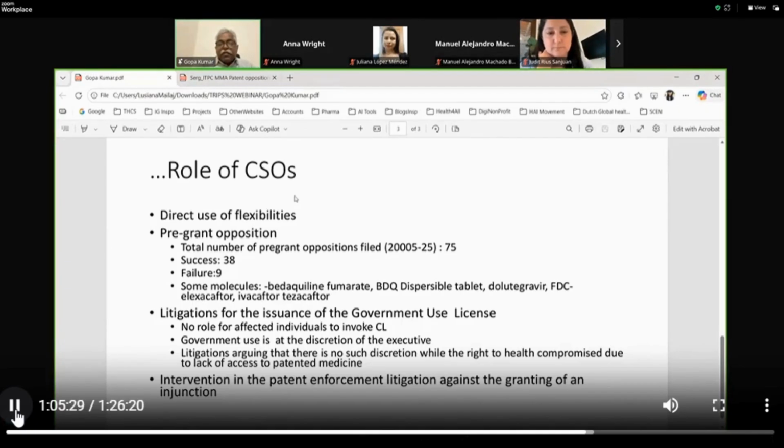So we succeeded in the Risdiplam case, where Roche approached the court for an injunction, and 2 patients, people living with SMA, intervened with some technical support from us, and we could convince the court not to grant the injunction, citing public interest also. There was another ground on merit as well, but the court also noticed that there is a public interest. And let me stop.